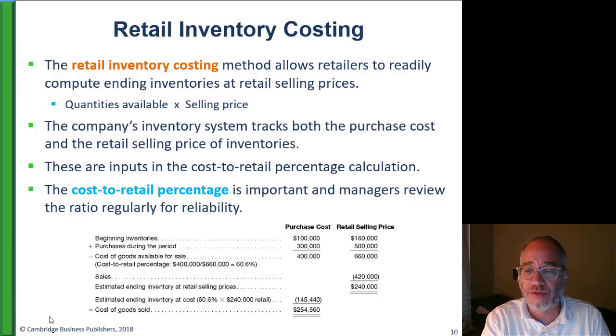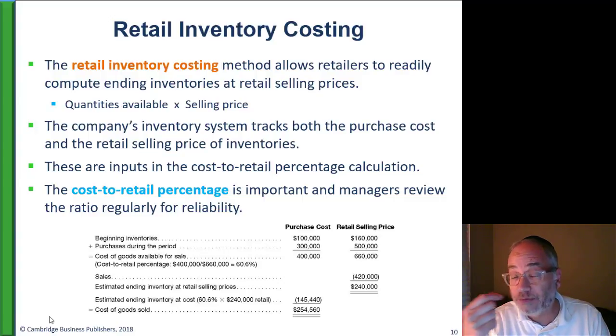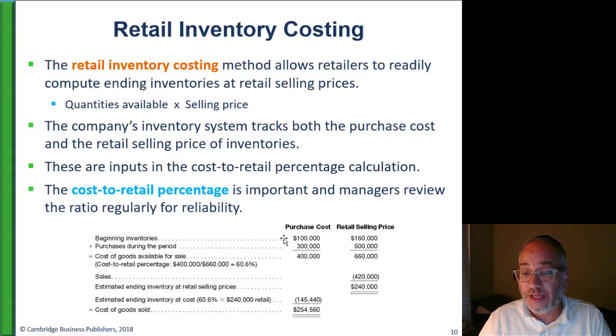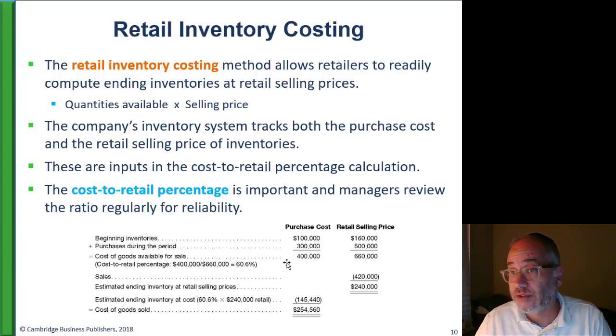So they would use the following method. The retail inventory costing method relies on an assumption that your cost to retail percentage is consistent. So you would figure out your cost to retail percentage, figure out the retail value of the inventory that's sitting on the shelf, and then use that to figure out the cost of goods sold. Let me take you through this. We figure out the cost of goods available for sale. In this case, it's $100 beginning inventory plus $300 in purchases equals cost of goods available for sale of $400,000.